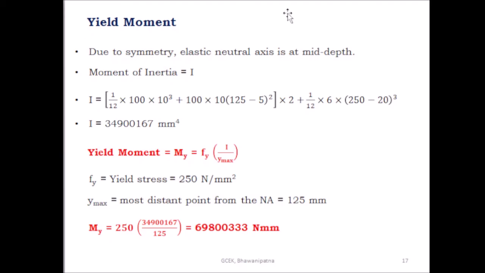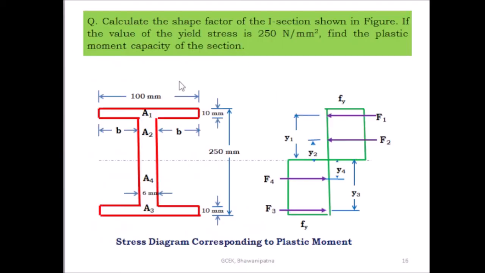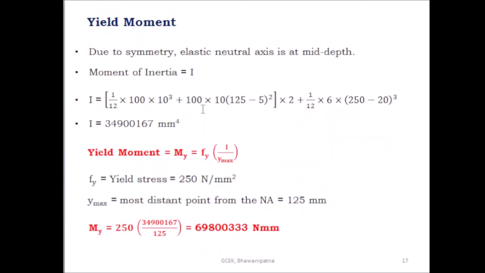First you find out the yield moment. So the yield moment you can find out by using the equation My is equal to fy into I by y max. So here we have to find out what is the moment of inertia and what is the most distant point from the neutral axis, y max. So what is the moment of inertia of this I section?